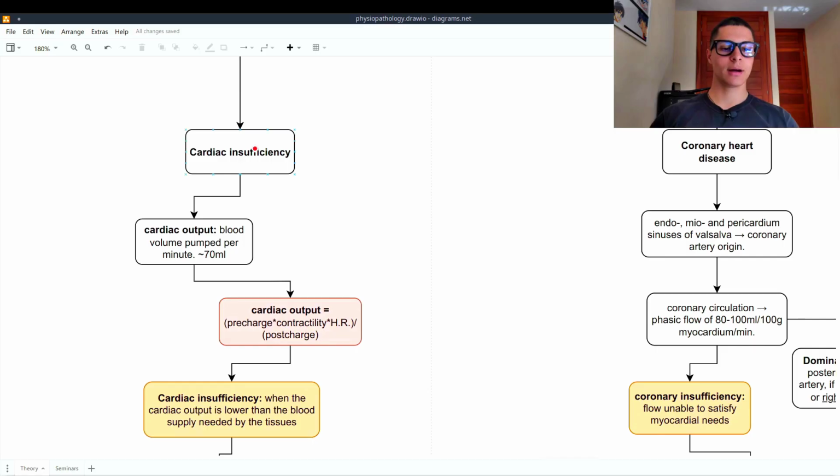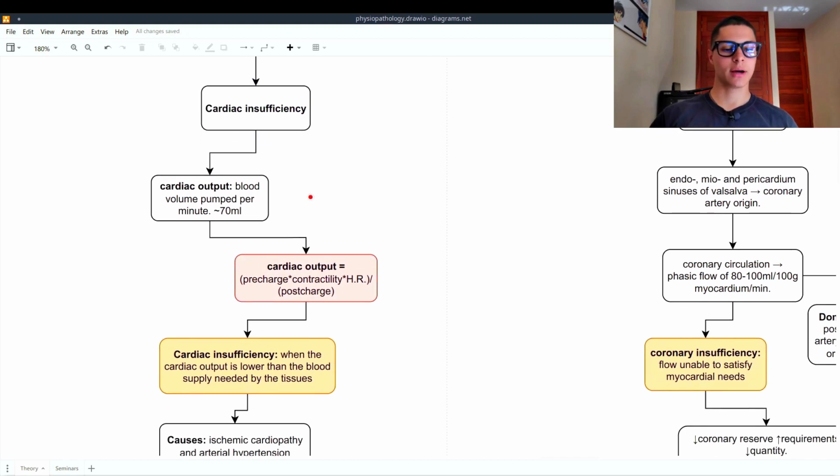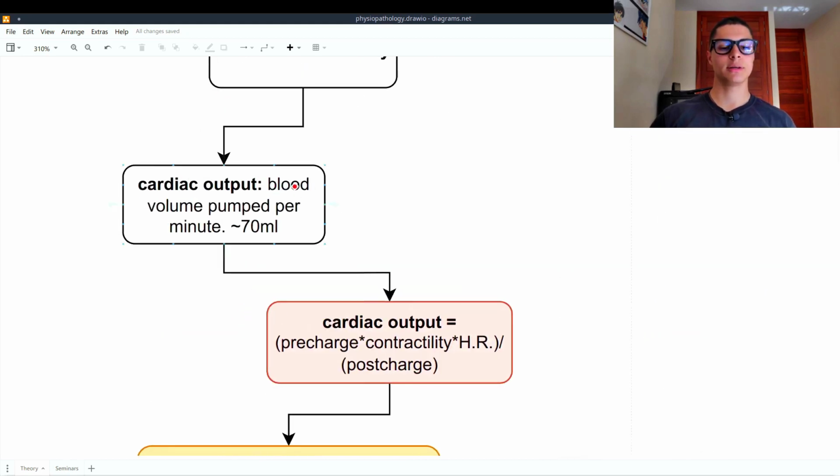So let's begin. Cardiac insufficiency first. The cardiac output, you must know, it is the blood volume pumped per minute. So the amount of liquid, the amount of blood that the heart pumps. Normally it is about 70 milliliters per minute.